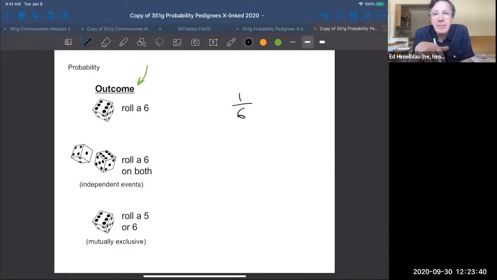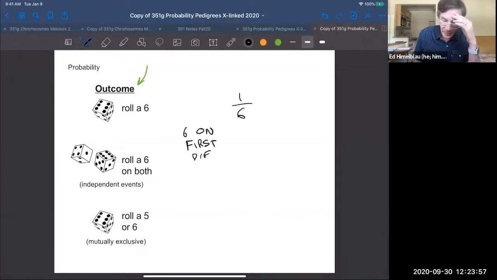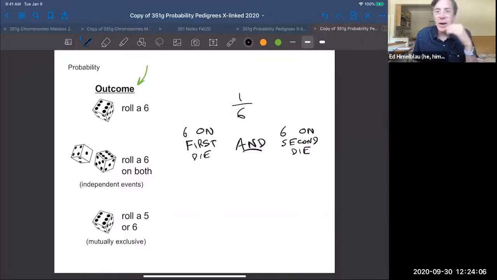Now let's imagine a scenario where we have 2 dice. And the question is, what's the chance of rolling a 6 on both of those 2 dice? Well, there's 2 things that can happen. We get a 6 on the first die, and then we have to get a 6 on the second die. The chance of rolling a 6 on the first die is 1/6. The chance of rolling a 6 on the second die is also 1/6.